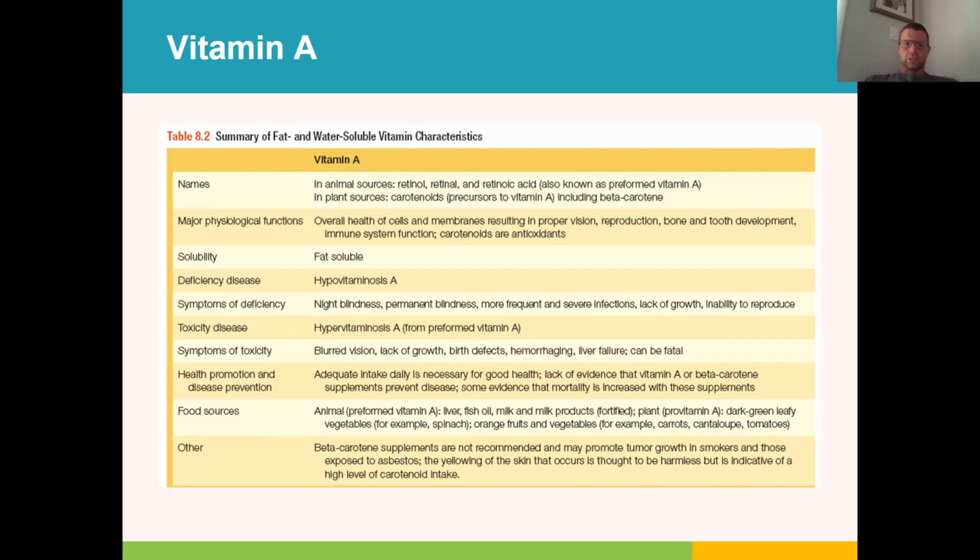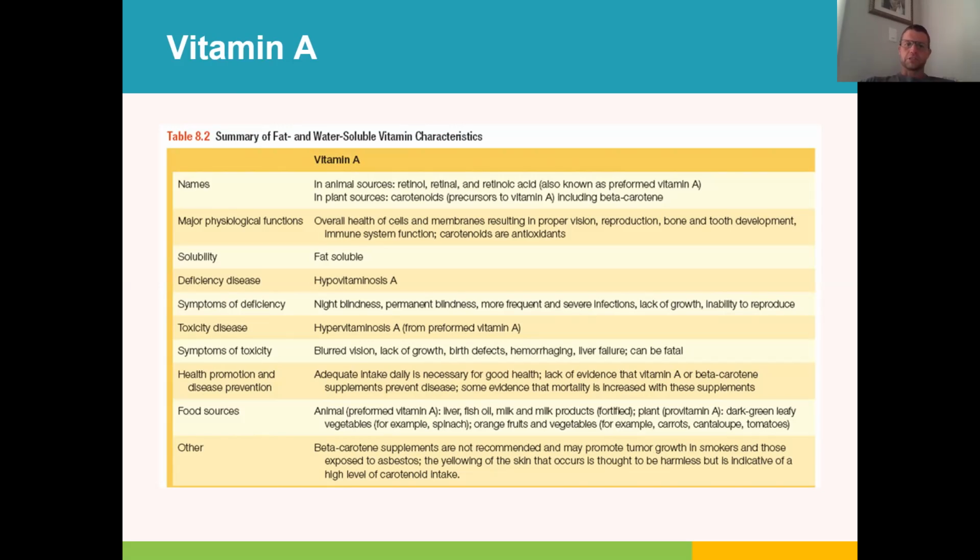It's in animal sources as retinol, retinoic acid, also known as vitamin A. In plant sources, it comes in carotenoids, right? Precursor to vitamin A, including beta carotene. Everybody probably is already thinking, oh yeah, carrots, got that one, right?